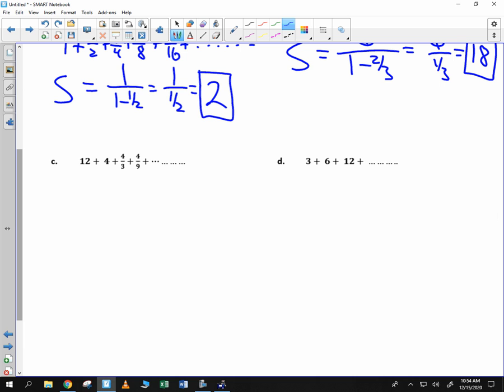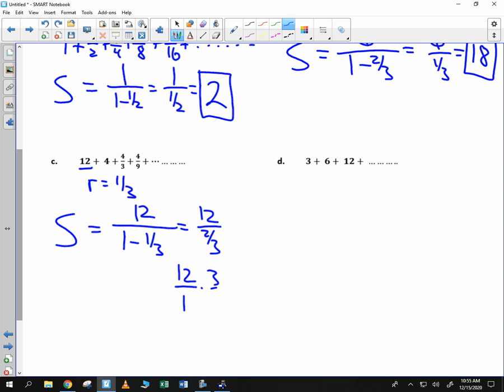Next one, they don't tell us our ratio, but our first term is 12. It appears our ratio is 1/3. So the sum of this number of terms is going to be equal to 12 divided by 1 minus a third, or 12 divided by 2/3. I don't like to divide. I like to multiply by the reciprocal. So I'm going to multiply by 3/2. When I do that, again, I get 18.